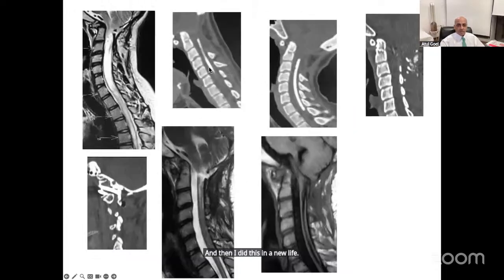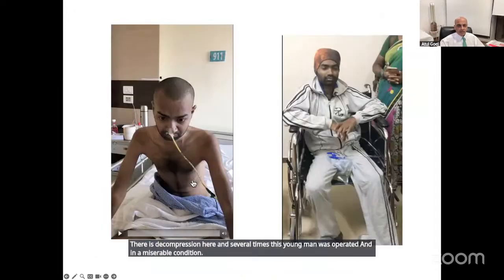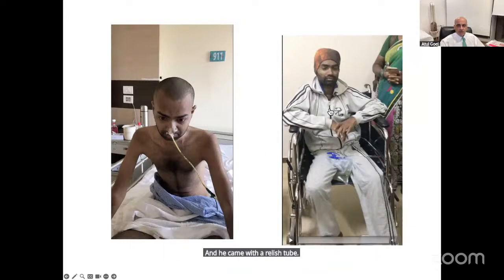This is another case. There is shunt here, there is decompression here, and several times this young man was operated and in a miserable condition. And he came with a Ryle's tube. And you see, this is when I discharged him, he was already without a Ryle's tube.